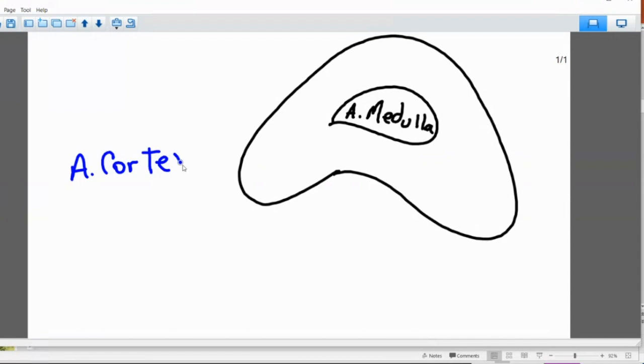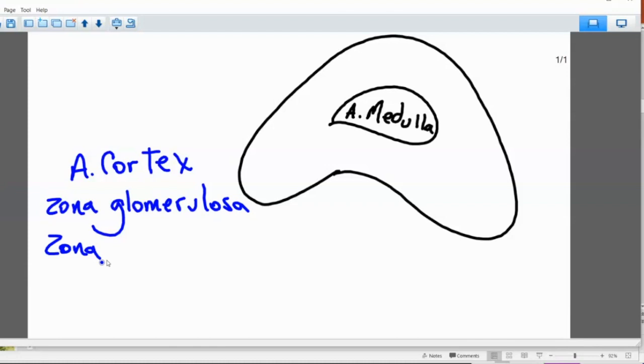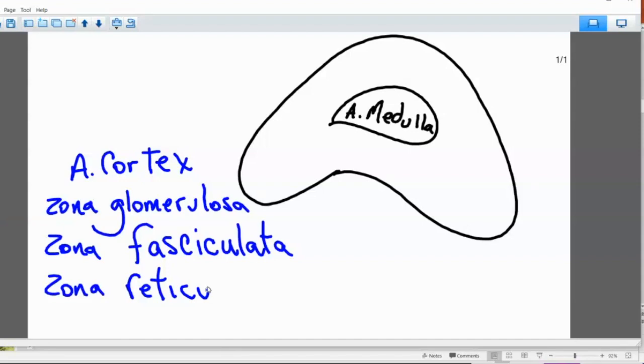The zona glomerulosa, the zona fasciculata, but it's spelled fasciculata, and the zona reticularis. Let me show you where those go.